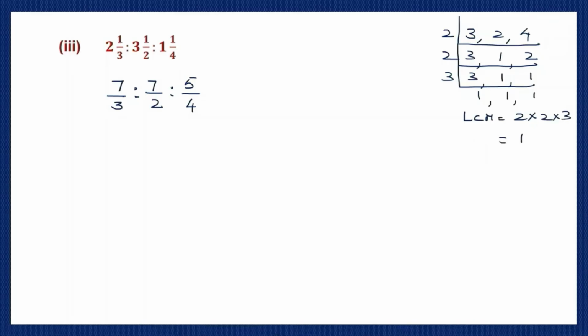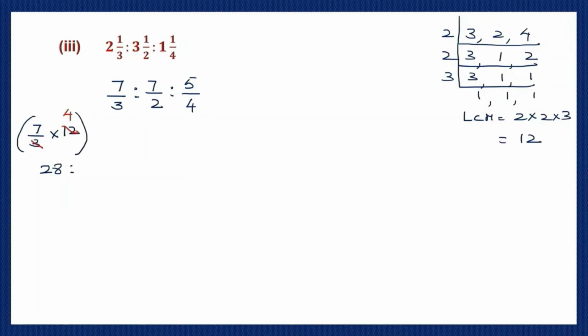2 2s are 4. 4 3s are 12. Now we're going to find the ratio. So we take each one, take the first fraction, 7 by 3 into 12. So I'm going to cancel 3 into 4. So that becomes 7 4s are 28. So I have 28 as my first number in the ratio. So this part is over.